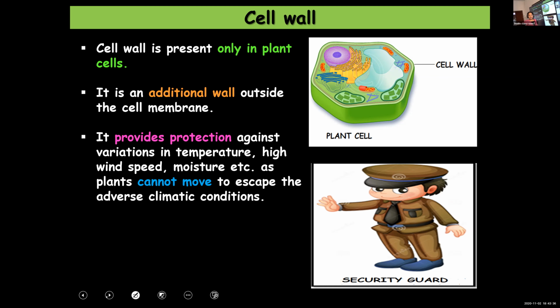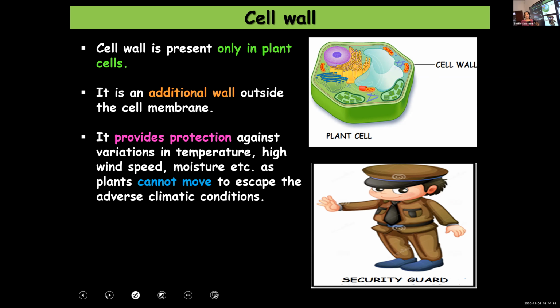Cell membrane is also known as plasma membrane. Cell membrane is found in all living organisms, in all cells, whereas cell wall is found in plant cells. Cell wall is absent in animal cells. Is it clear? Cell membrane both in plant and animal cells. Cell wall only in plant cells. Clear?